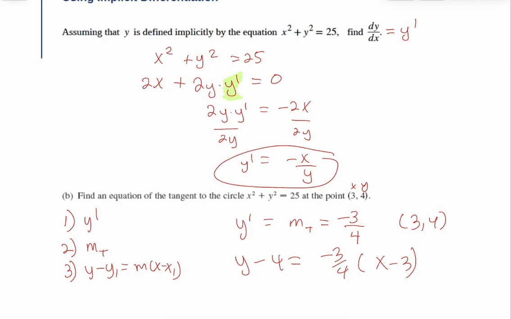Is that the equation of the tangent line? Sure is. I know by now that you can do algebra. At least that's my hope. So I'm not worried about you rearranging anything. Okay. Everybody okay with our first example? Any questions?